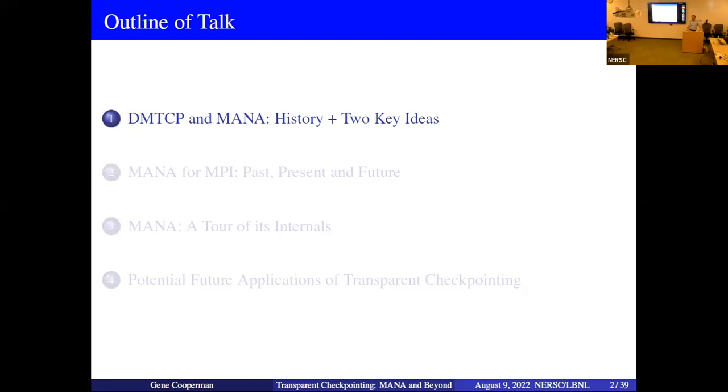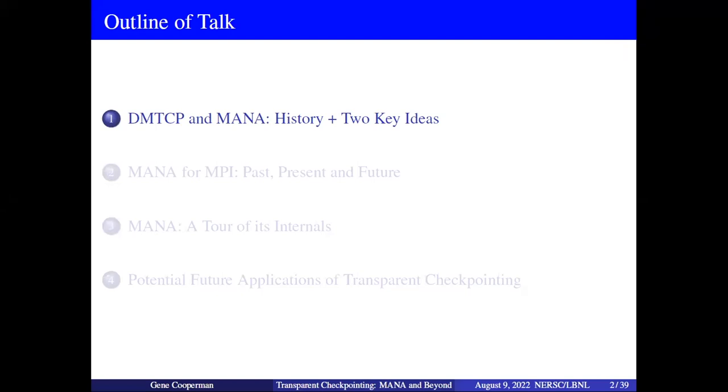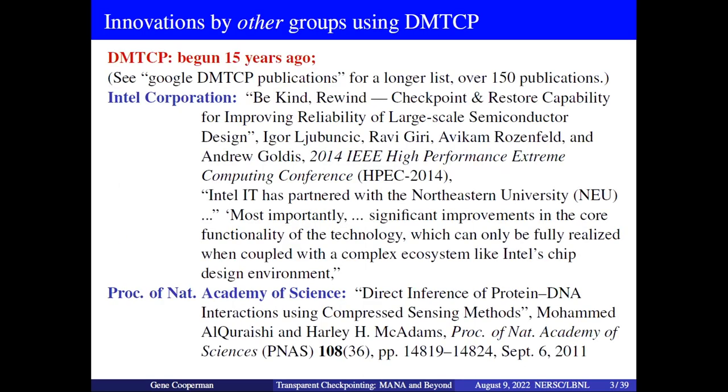And then part four would be a short overview of some other applications of transparent checkpointing besides checkpointing MPI. And as you'll see, there's a kind of theme going on here. So we'll go through this part fairly quickly, but as I said, it has a history. Here are some notable papers from our website where we list papers that have actually used DMTCP in their own work.